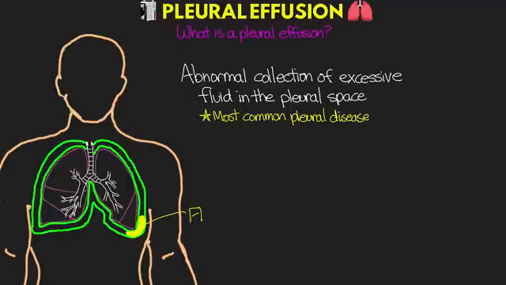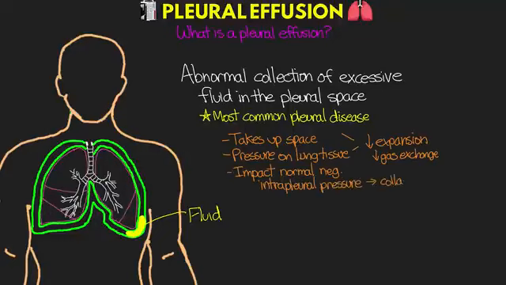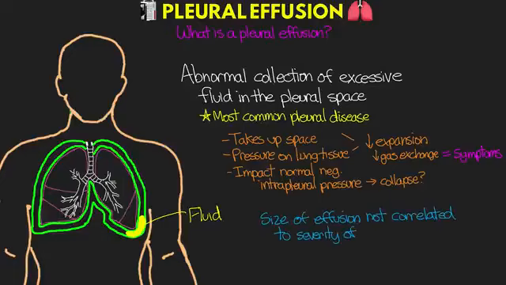So the collection of fluid here in the pleural space takes up that space and also puts pressure on the lung tissue. This then leads to the decreased expansion of the lung, decreasing the availability for gas exchange, and can also impact the normally negative intrapleural pressure, leading to collapse of the lung. The impact on the gas exchange is what often leads to the symptoms that our patient presents with, but the size of the effusion is not necessarily directly correlated with the severity of the symptoms.